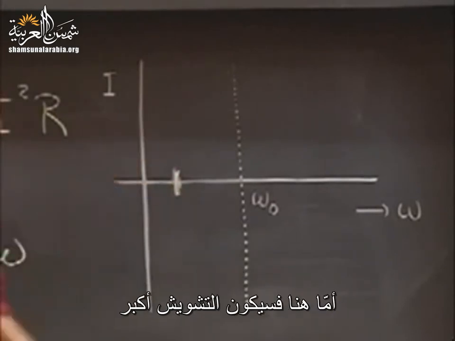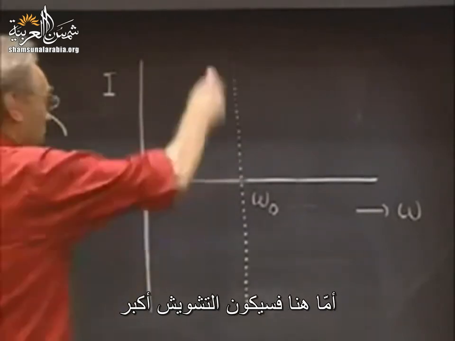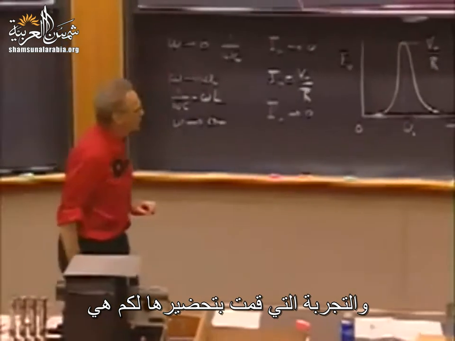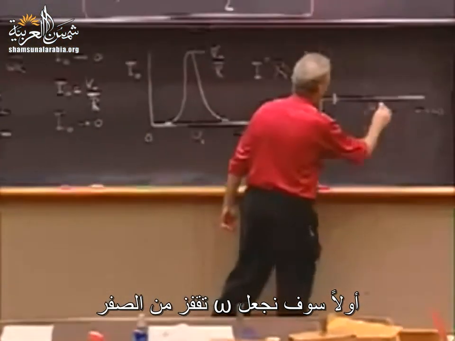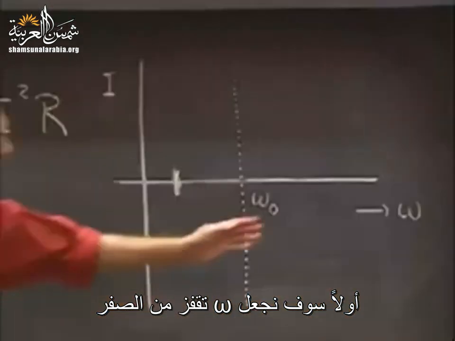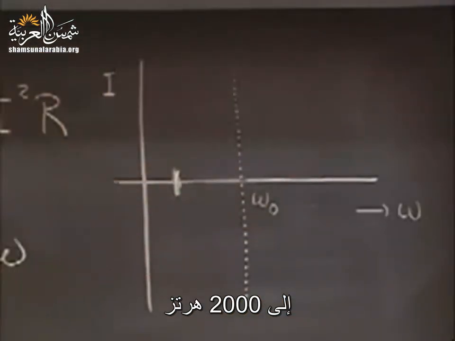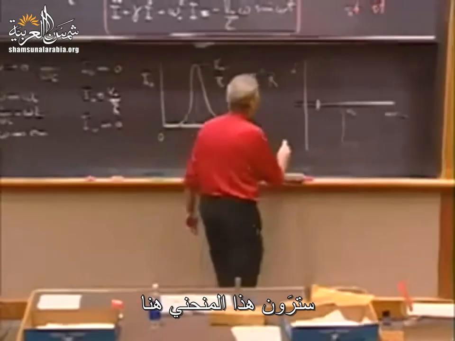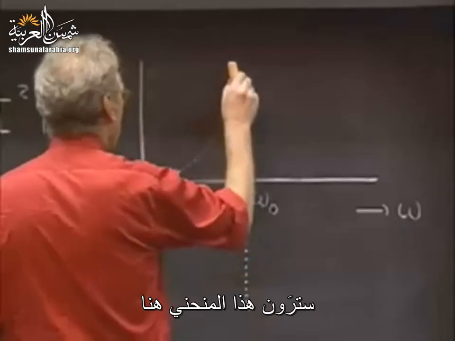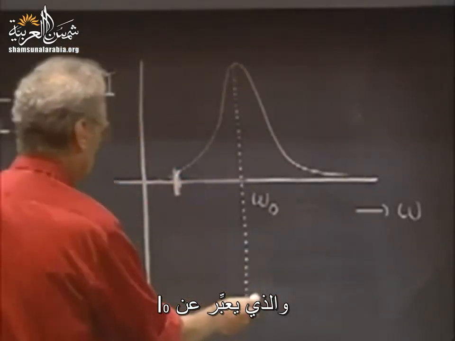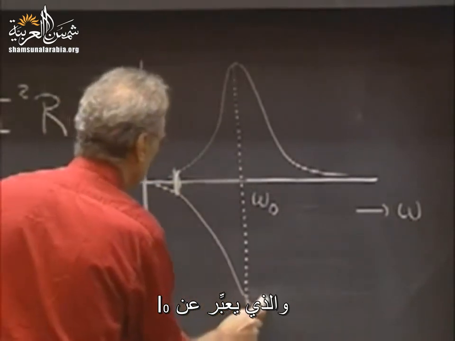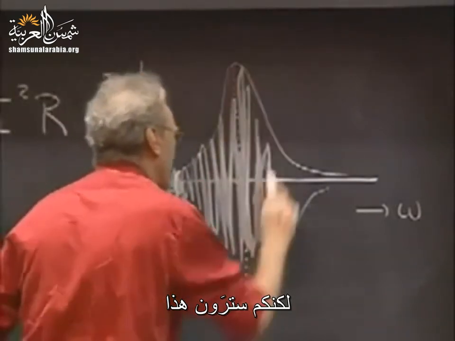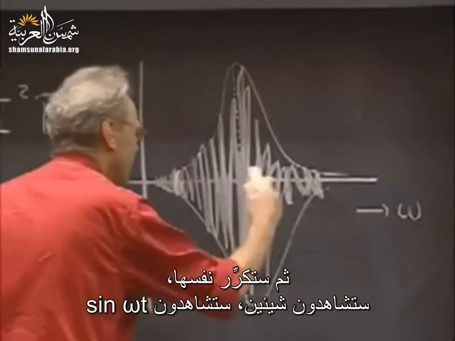Plus 0, minus plus 0. If I do it here, then it goes shh. And the demonstration that we have prepared for you is one whereby we will sweep omega from 0 to a value which I remember in terms of hertz is about 2000 hertz, and we'll do that in 1/6 of a second. And so what you see is, you see this as an envelope, which is the I0 envelope. But you will see this. And then it sweeps back.